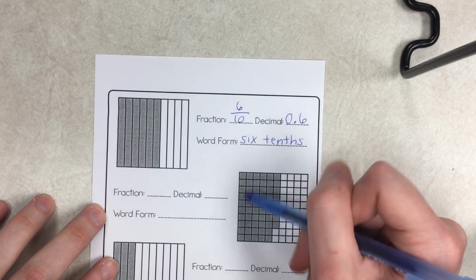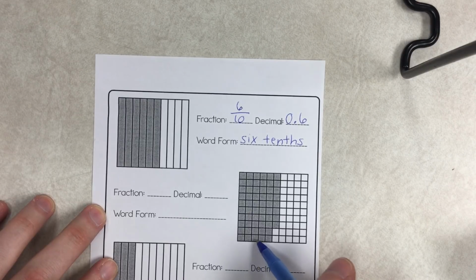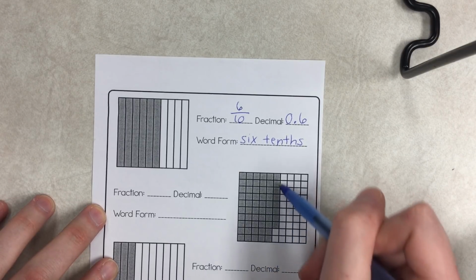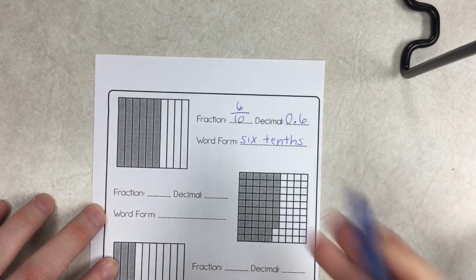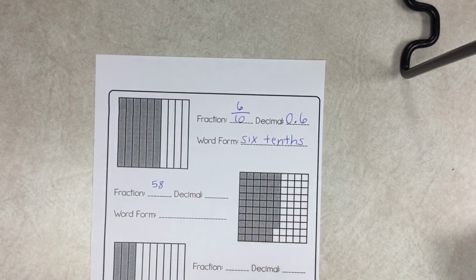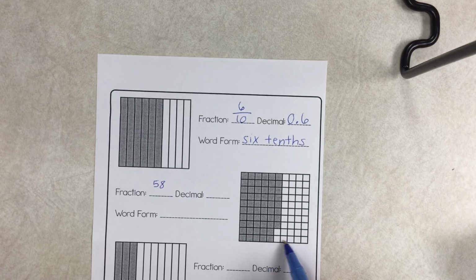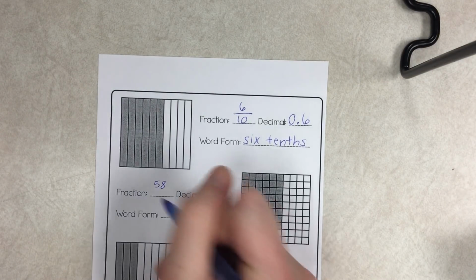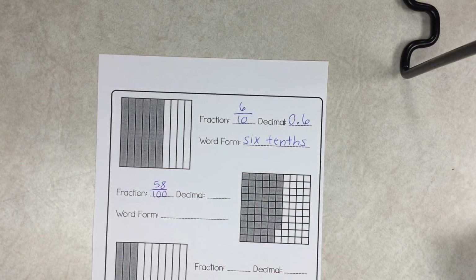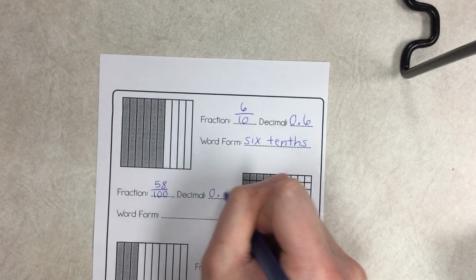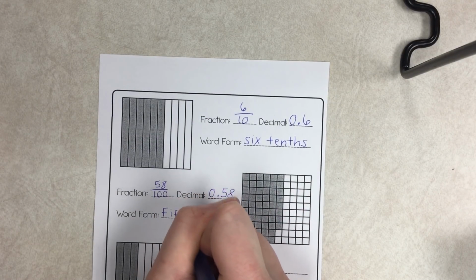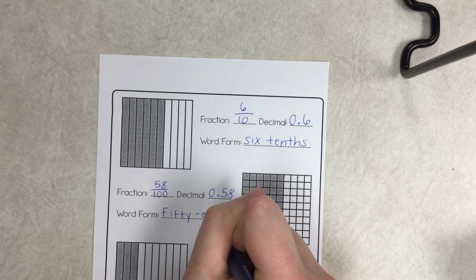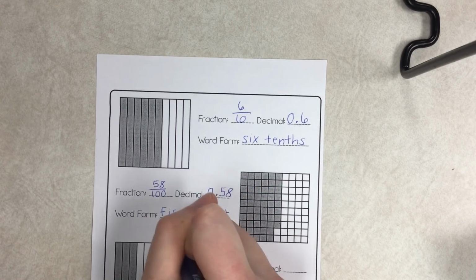Let's look at this model here. Focus on the shaded part. So this is 10, 20, 30, 40, 50, and then 51, 52, 53, 54, 55, 56, 57, 58. So the numerator, or the part we're focusing on, is 58. Our total is 10, 20, 30, 40, 50, 60, 70, 80, 90, 100. So it's going to be 58 100ths, or as a decimal, 0.58. In word form, it looks like this: 50 hyphen 8 hundredths.